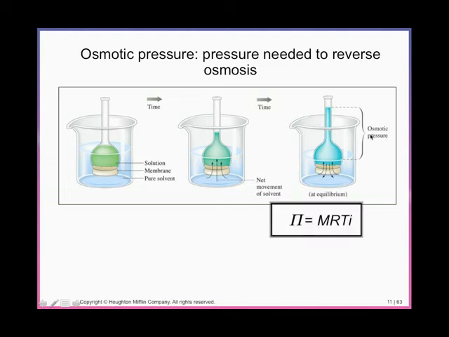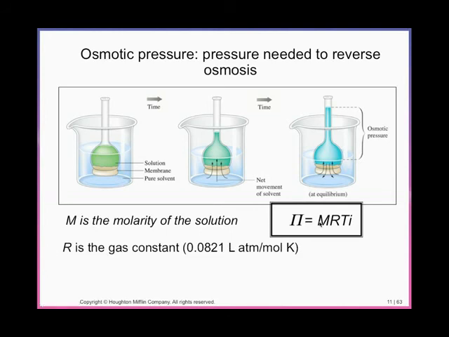This is the formula for calculating osmotic pressure. The symbol is actually capital pi, although in some textbooks you might see small pi with the curvy hat. And then we have M for molarity. R is the gas constant, and you can see the units for the gas constant. T would be the temperature in Kelvin, and of course i is the van 't Hoff factor.